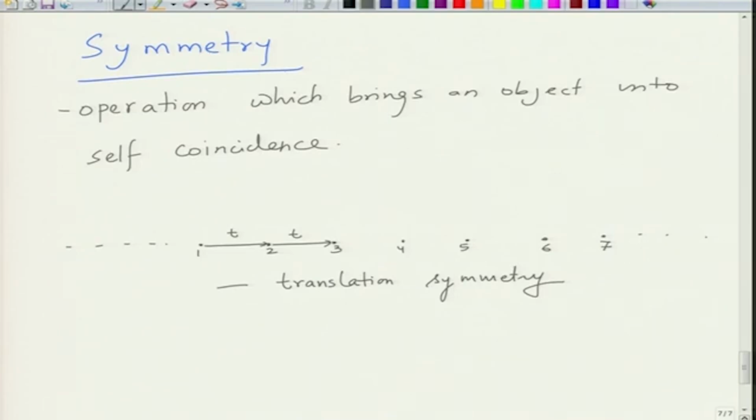Now, another thing that you can have here is, basically, the idea is to bring the object into self-coincidence. There is a possibility that if you put in a mirror plane here, then 3 looks similar to 4. If you put a mirror plane here, then 4 will look similar to 5, or 6 will look similar to 3, and so on. So you can have a mirror plane, and this is called reflection symmetry or mirror symmetry.